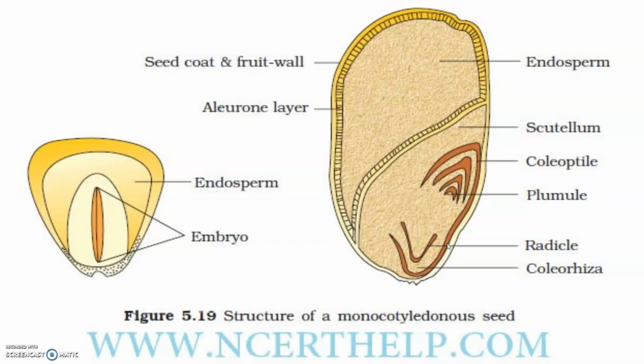It consists of one large and shield-shaped cotyledon known as scutellum. This is the scutellum, you can see here, and a short axis with a plumule and radicle. The plumule and radicle are enclosed in sheaths which are called coleoptile and coleorhiza.